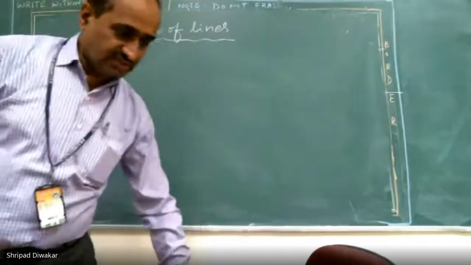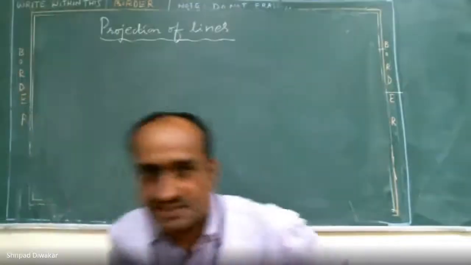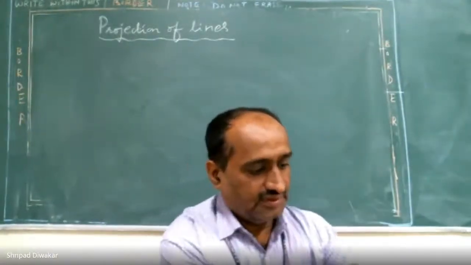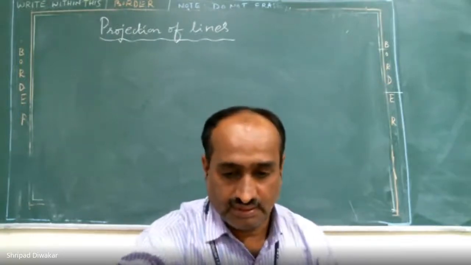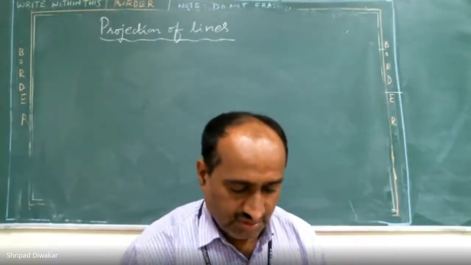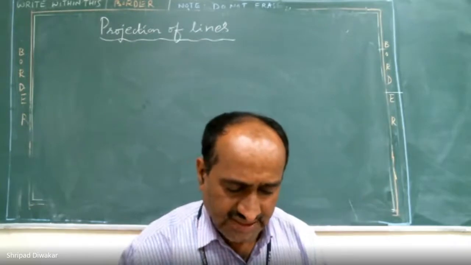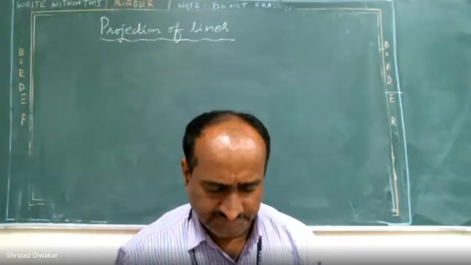Can you tell me what is the difference between points and lines? Anyone? What is the difference between points and lines? So when we join 2 points, then we get a line. Okay.